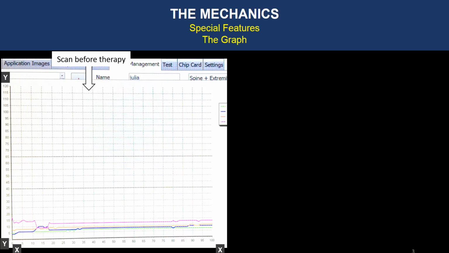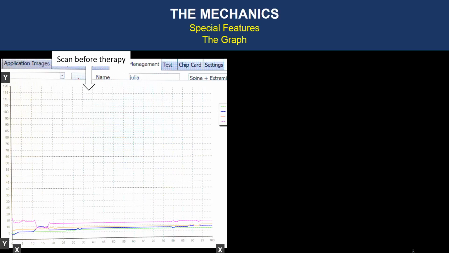This system actually displays the scan before the therapy and the graph during the therapy. So you can see how the condition was before and what the machine did. And it is quite a useful thing to understand how the machine treated, and also to explain to the patient what happened during the treatment.